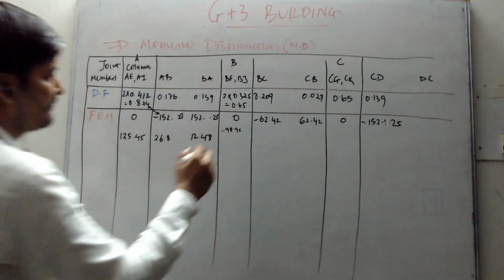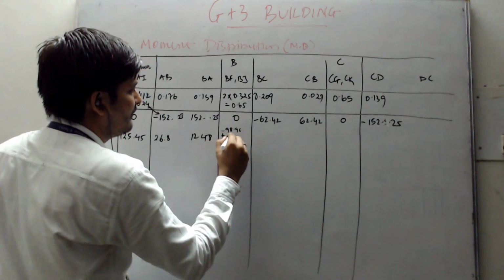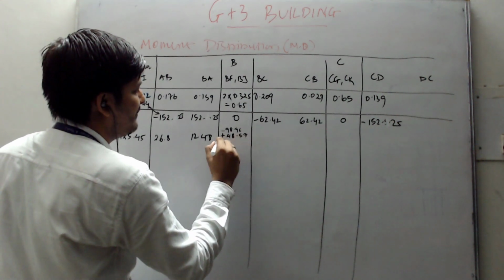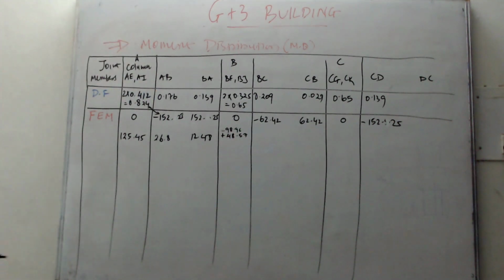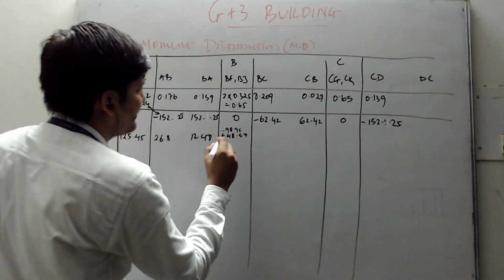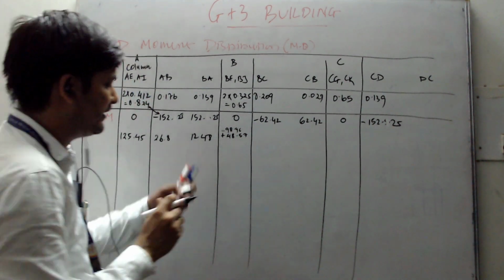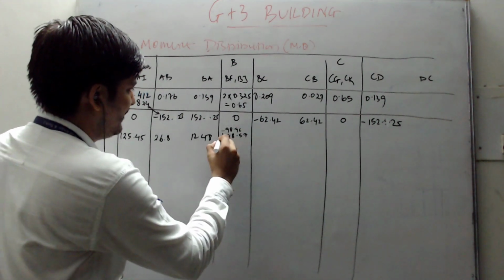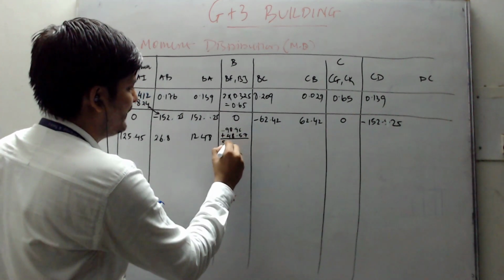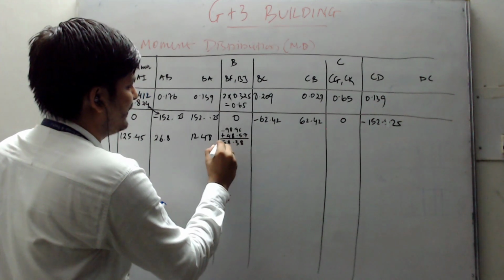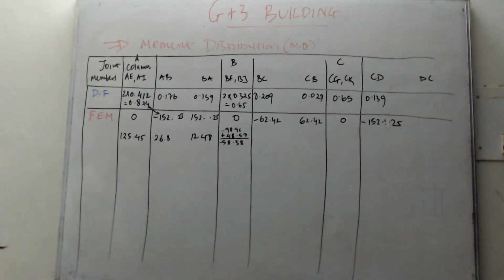So plus 48.57, and ultimately my final moment at point B will be minus 58.38, right? So my final moment at this point is 58.38, that is minus. We need to multiply from both the span points and transfer the moment at column B.